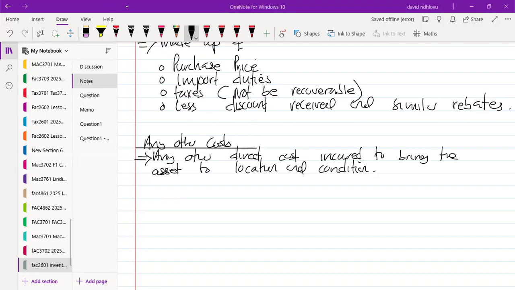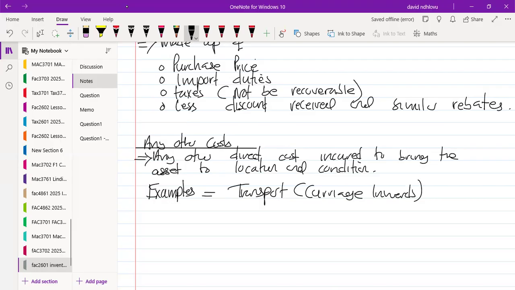Right, sorry about that. We are saying without that particular inventory, we were not going to incur this particular cost. So this cost is specifically linked with the inventory that we have brought in as an entity. We have the following examples of costs that we can include. Transport costs, what we normally call carriage inwards. When you buy inventory from outside and you transport it, you add that transport cost.